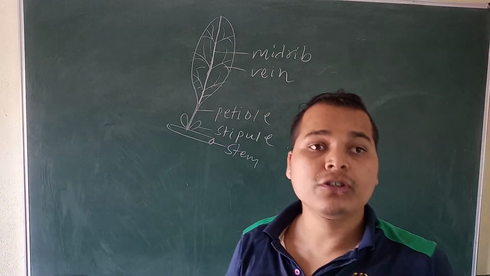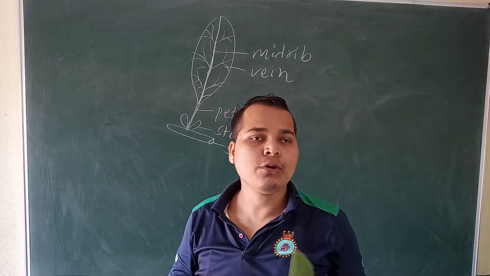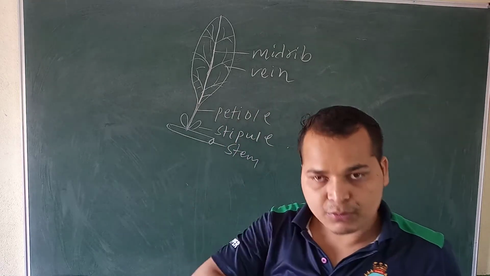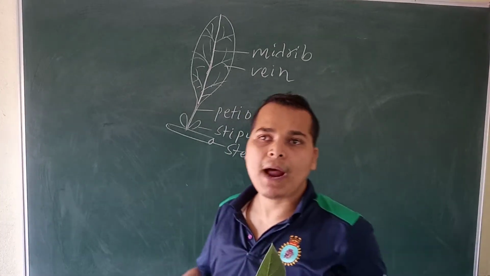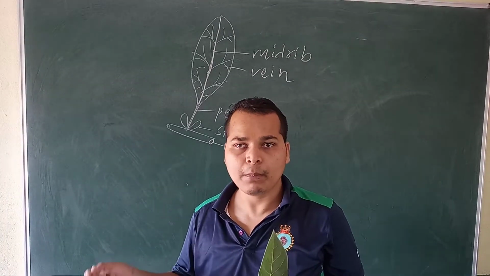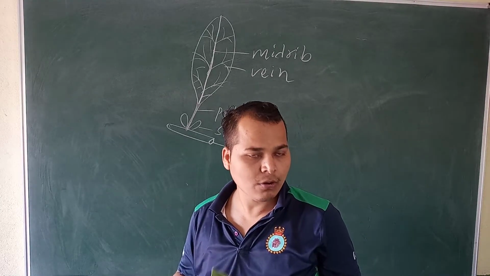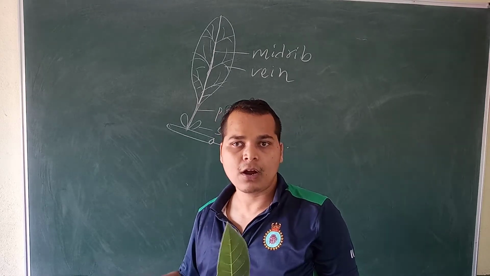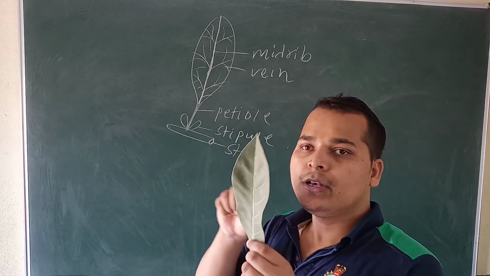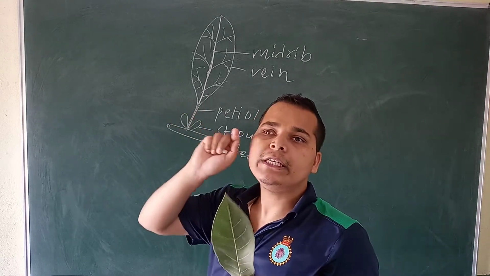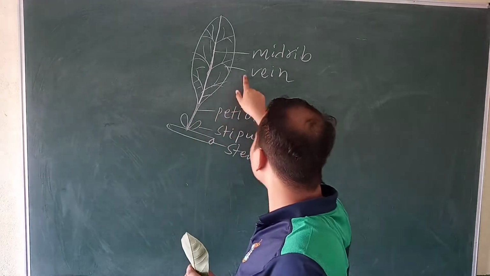So what is the function of a vein? The vein will transport or carry food material. The plant takes its food, minerals and water from the soil in the ground. These water and minerals are transported through the veins of the leaf to each and every part of the plant. So this is the function of a vein.